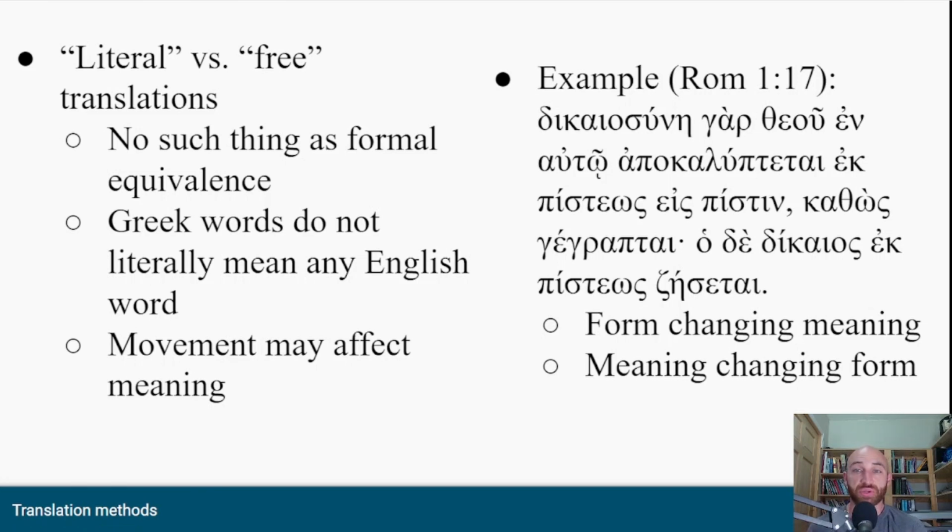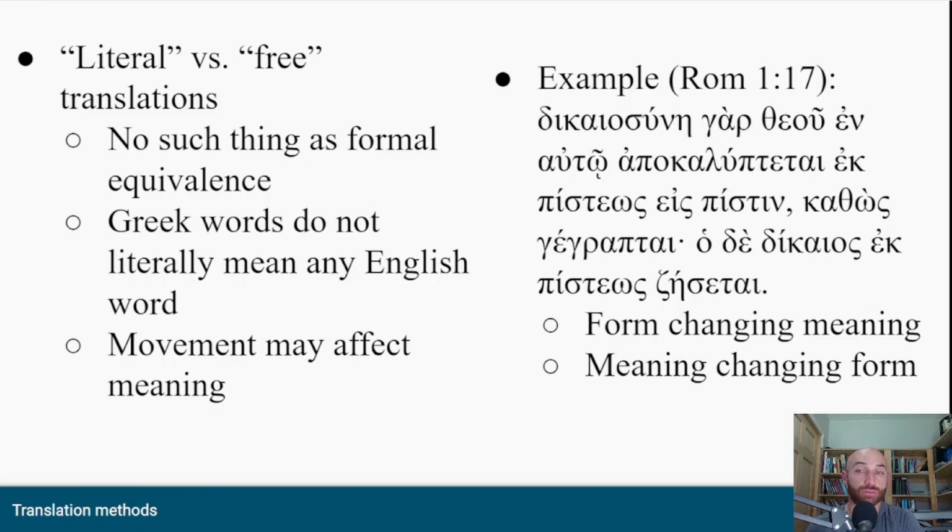In Greek, dikaiosune gar theou en autO apokalyptetai ek pisteos eis pistin, kathos gegraptai, ho de dikaios ek pisteos zesetai. Okay, so the typical translation, let me back up. First is that keeping the form of the words can change the meaning. So as an example, the phrase ek pisteos eis pistin is translated in the ESV, from faith for faith.